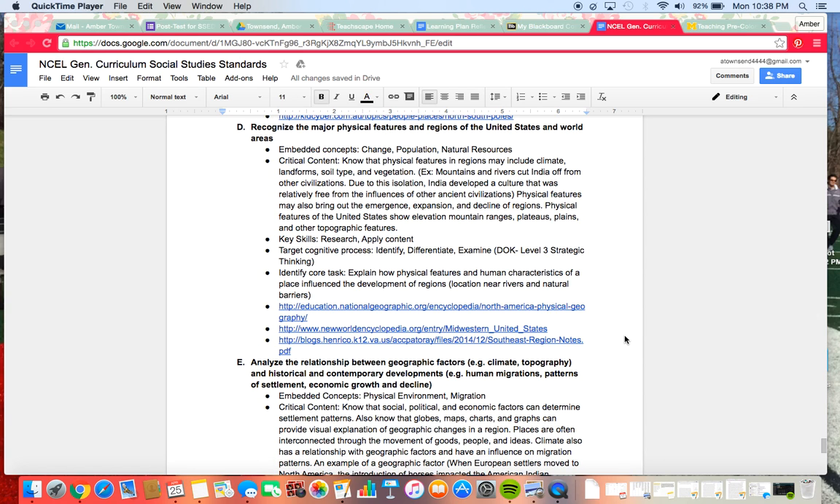Next, we need to recognize major physical features and regions of the United States and world areas. And the task that I pulled from that was explain how physical features and human characteristics of a place influence the development of regions. Location near rivers and natural barriers.